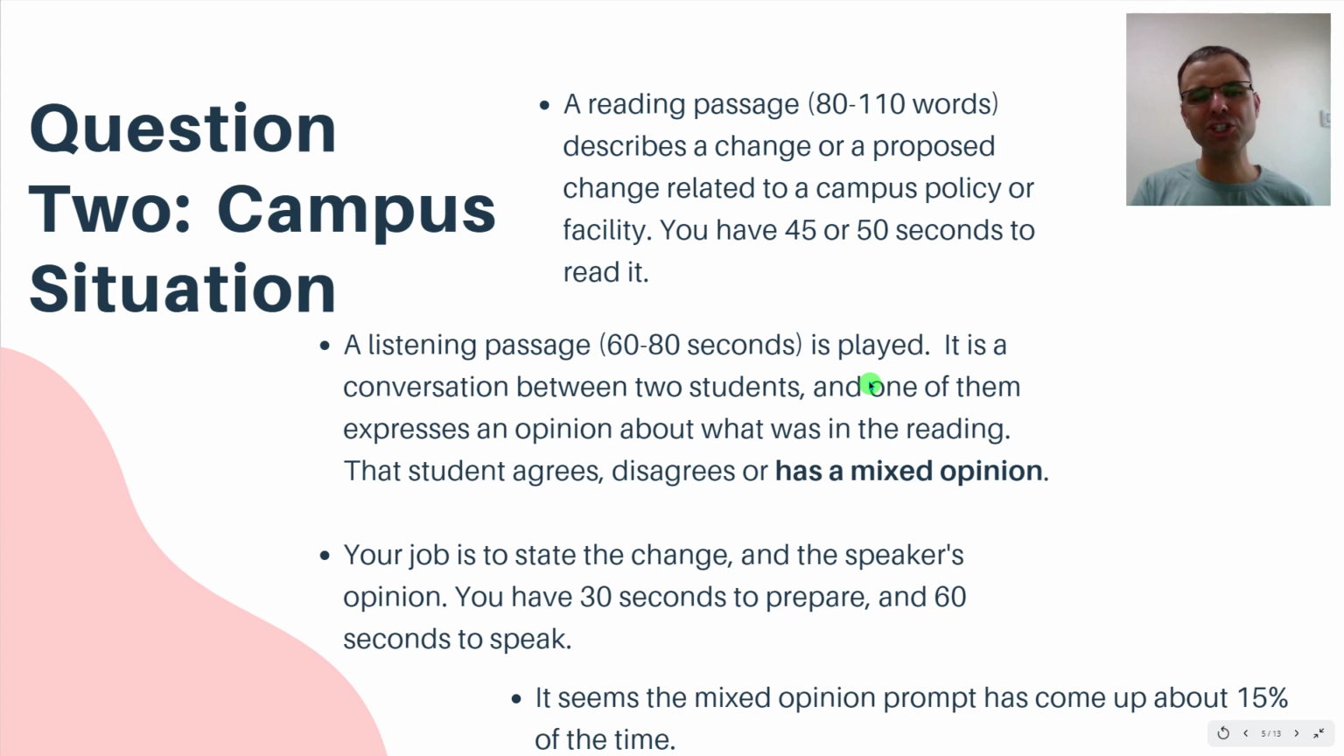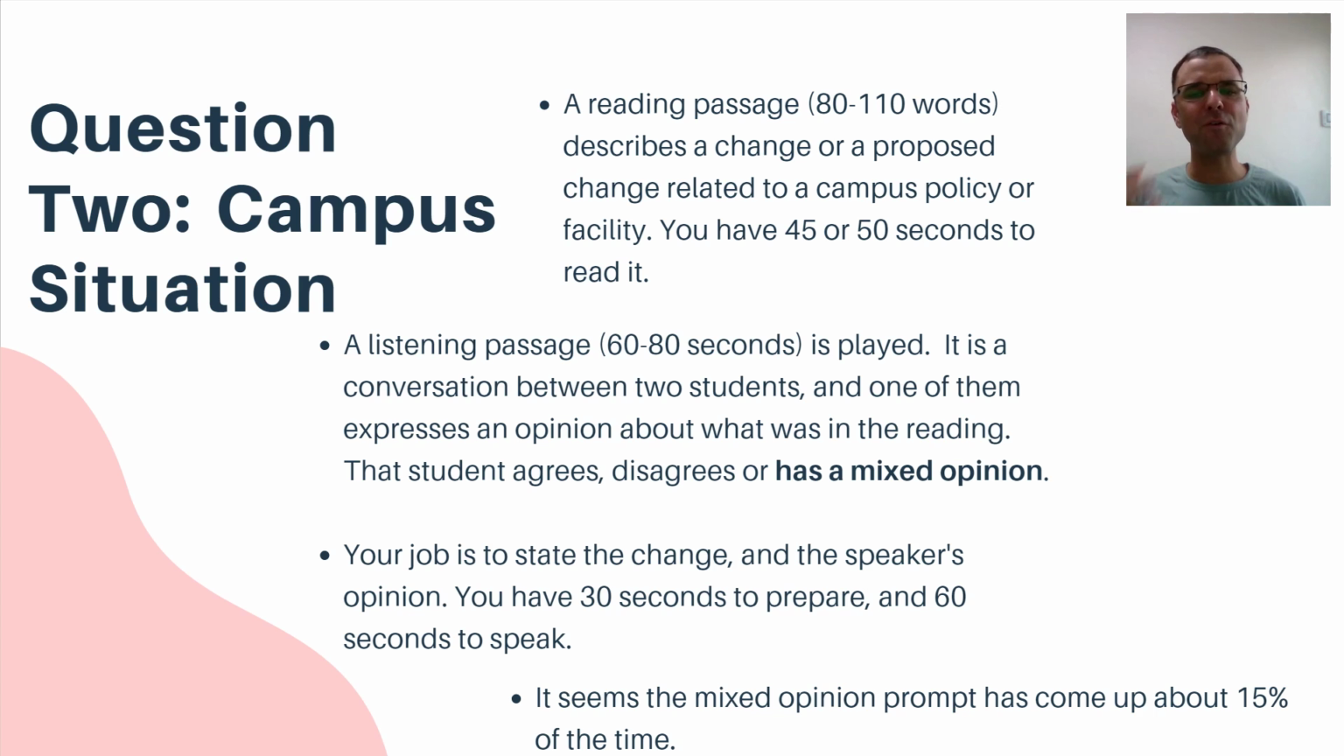All right, question 2 in the speaking section is called the campus situation question. Goes like this. You're going to get a reading passage on the screen. It's between 80 and 110 words. It's going to describe a change or a proposed change related to some campus policy or facility. Like there might be some change to do with the library or the bike rental system or the bus that gets students to the university.